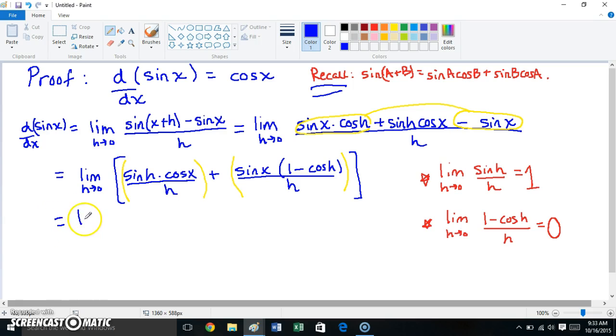So remember, the limit of a product is the product of the limits. Oops, that should be an h. So I'm breaking up each of these fractions into their products.